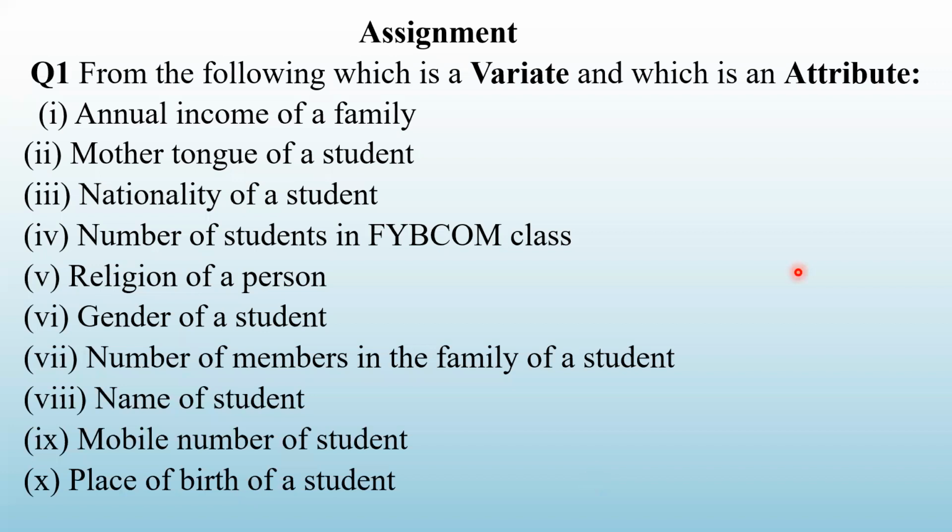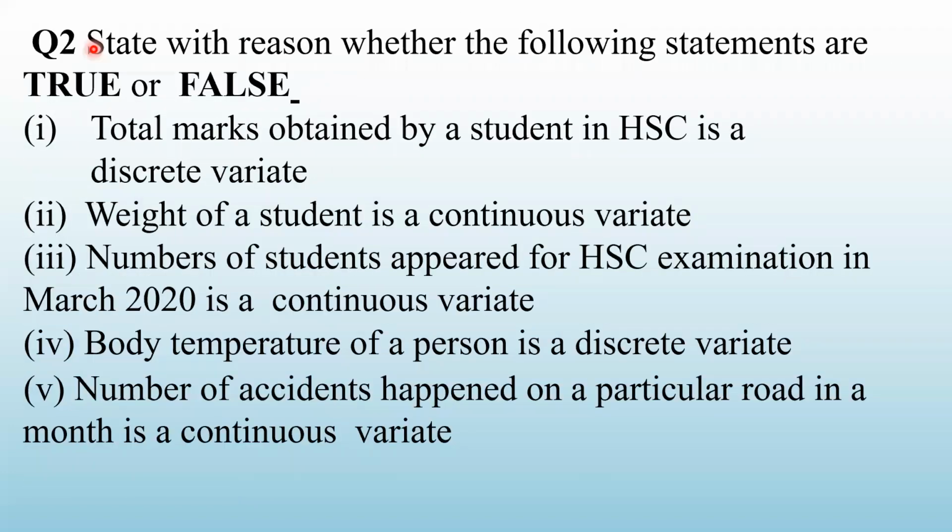So this was a very simple exercise. Similarly, one more exercise I have given you here. State with reason whether the following statements are true or false. First question: total marks obtained by a student in HSC is a discrete value. Is it correct? Yes, it is discrete. So this is true. Weight of a student is continuous. Yes, it can take decimal values. So this is also true. Number of students appeared for HSC examination in March. The number of students cannot be in decimal. So it is false. It is a discrete value.